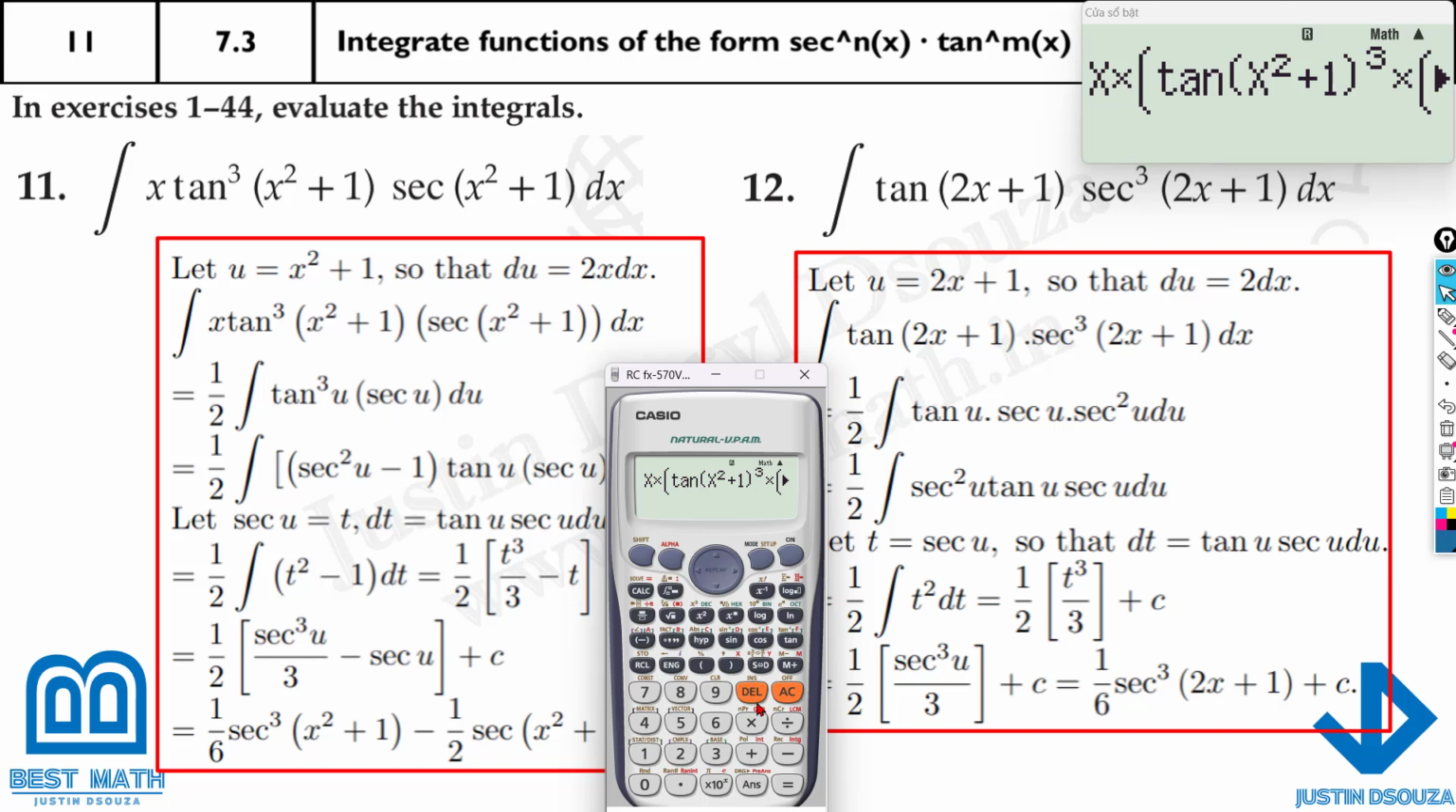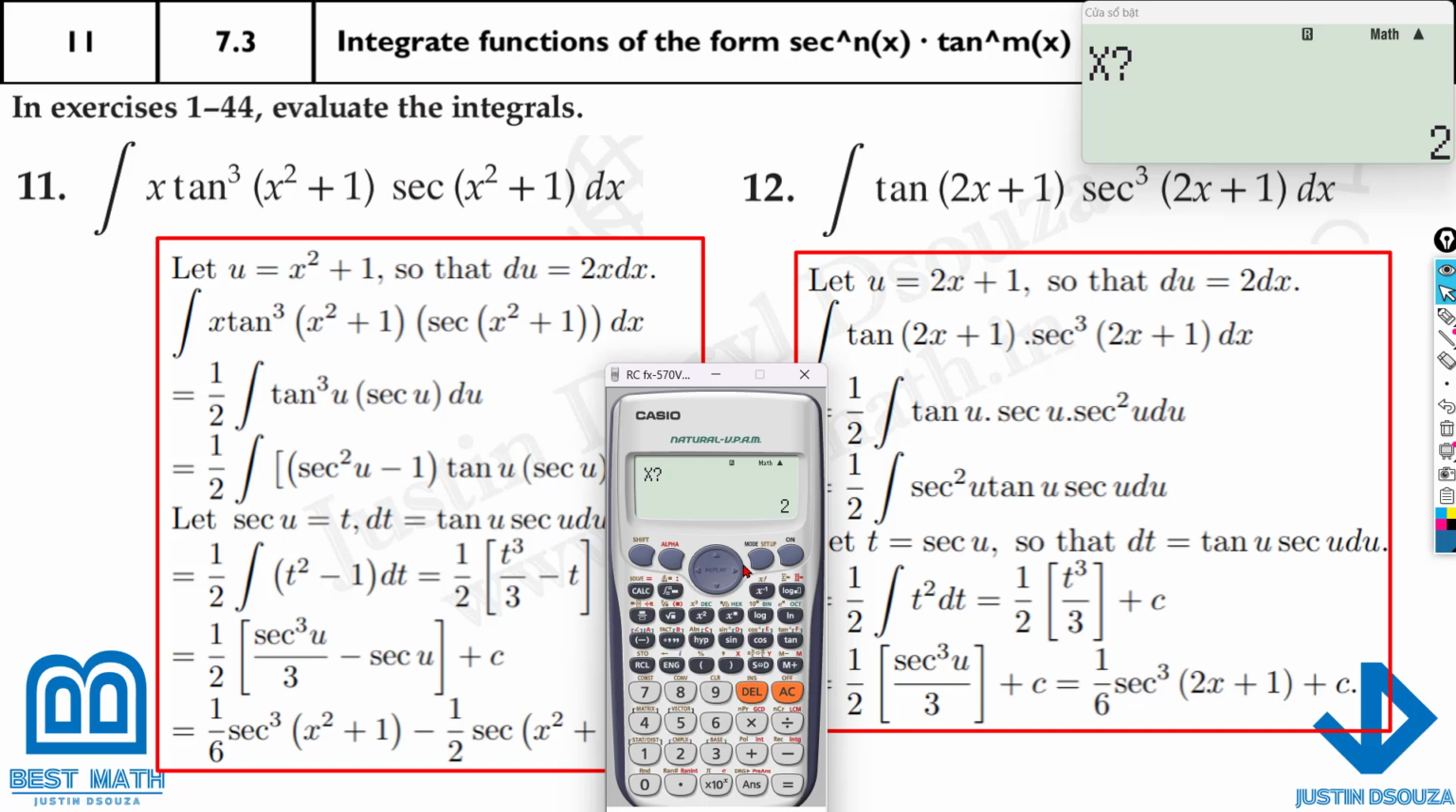So now double check it. X, you can put a multiplication sign. Oh, it's fine. Just the brackets. X. And this is tan of x squared plus 1. Now look here. The brackets are missing. I've opened a bracket. I've not closed. So this is wrong. Now it's proper. Tan is raised to the power 3. And then over here, it's secant. So it's 1 by cosine x. Okay, this is all right.